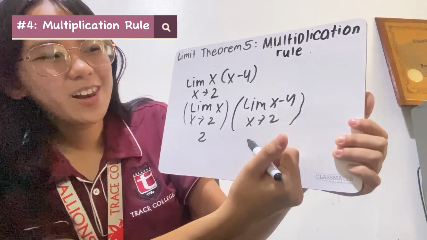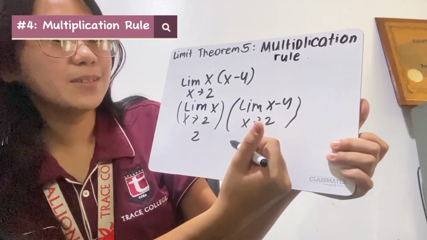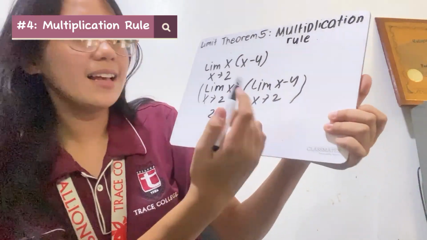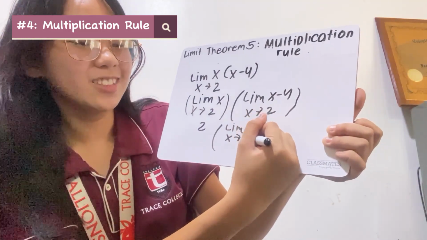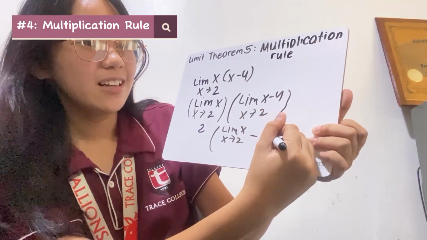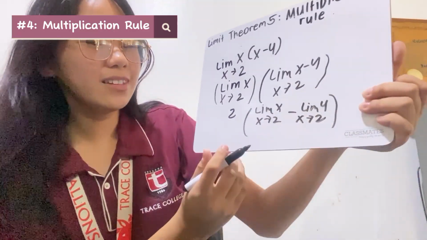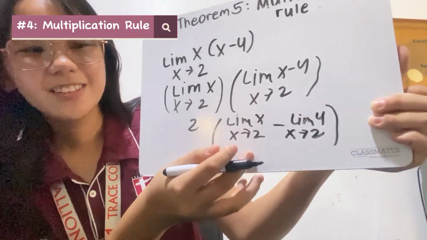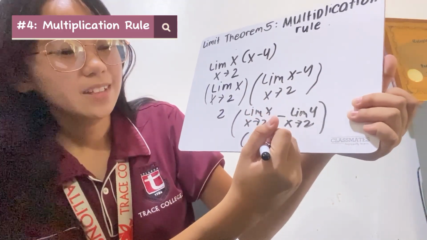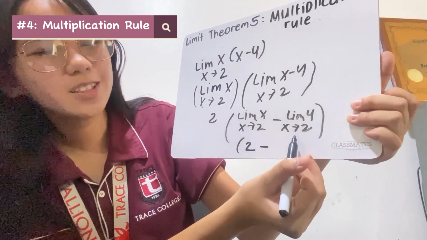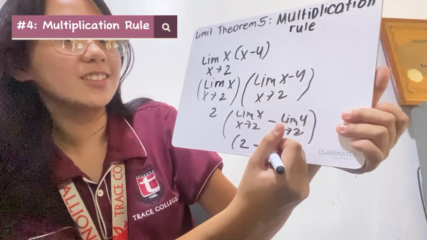Ngayon, dito naman sa pangalawa, pwede natin gamitin yung third na limit theorem, which is yung constant multiple theorem. So, ngayon, paghihiwalay lang din natin sila. So, magiging limit of x as x approaches 2 minus limit of 4 as x approaches 2. Then, katulad lang din nun, isi-simplify lang natin siya. Dito, we can use the second theorem. So, ang sagot na dito is 2. And dito naman, limit of 4 as x approaches 2, pwede natin gamitin yung una natin na theorem. So, 4 na ang sagot dito.